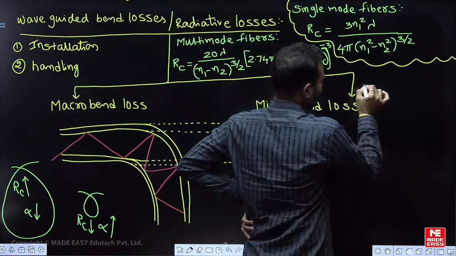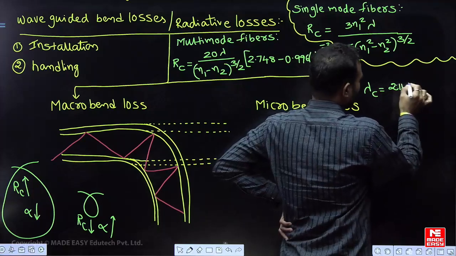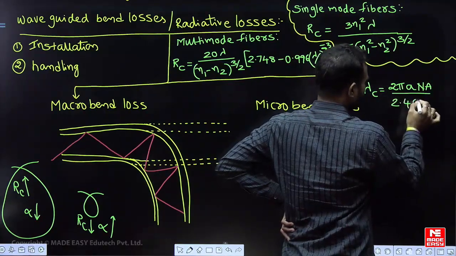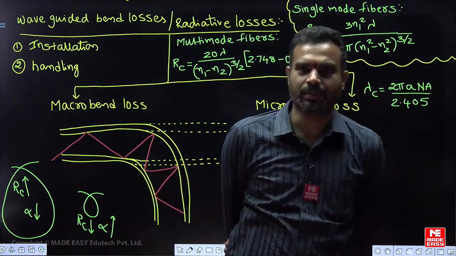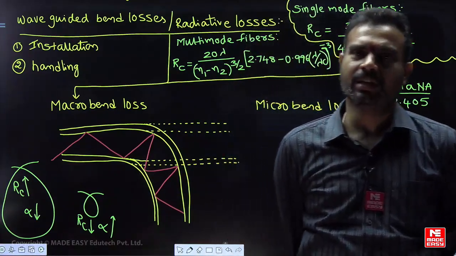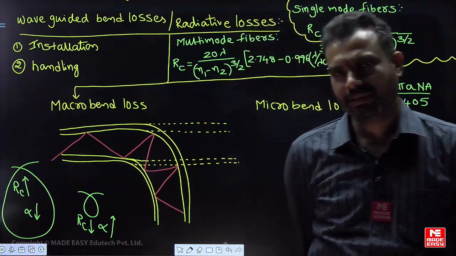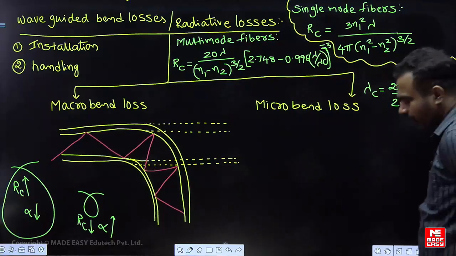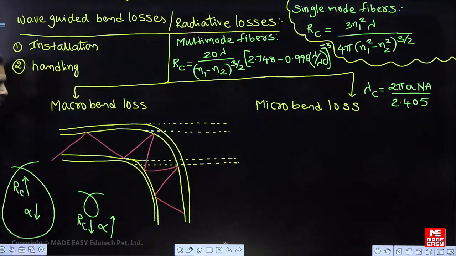We studied in yesterday's class that the cutoff wavelength lambda c is given as 2 pi a into numerical aperture, whole divided by 2.405. If lambda is greater than lambda c, it is a single mode fiber; if lambda is less than lambda c, it is a multi-mode fiber. We studied this in yesterday's topic, and that is what we are seeing here, which is called RC, the radius of curvature. So this much radius of curvature I can maintain by using that formula.